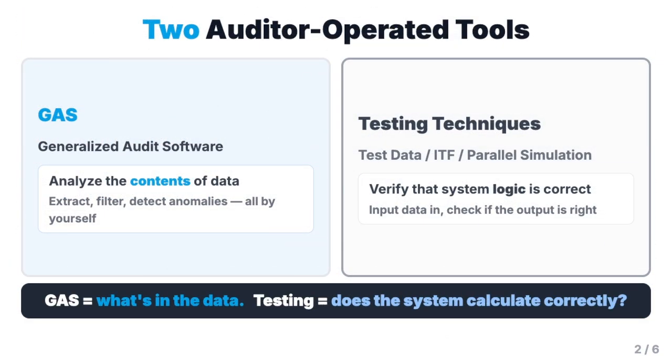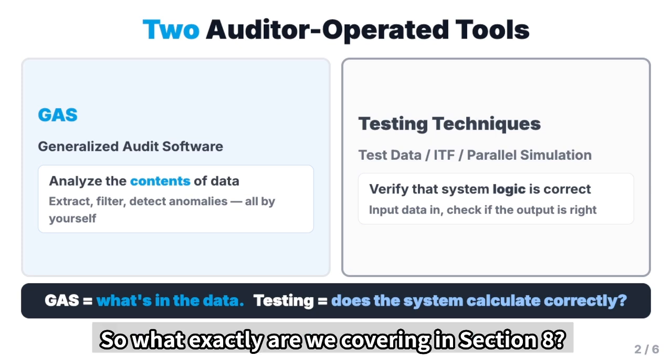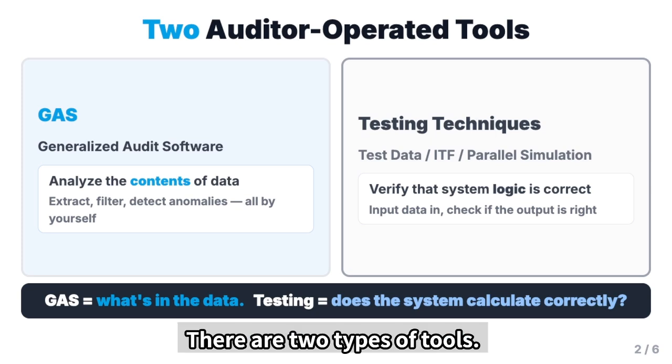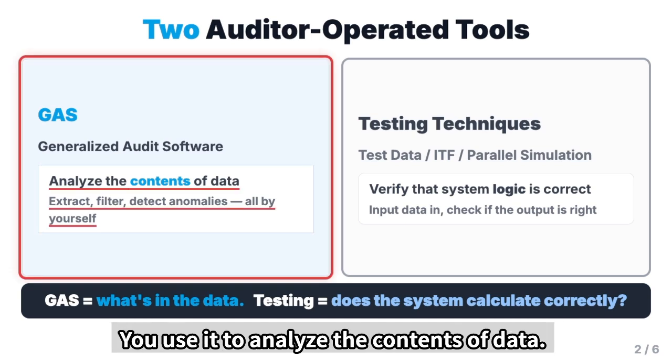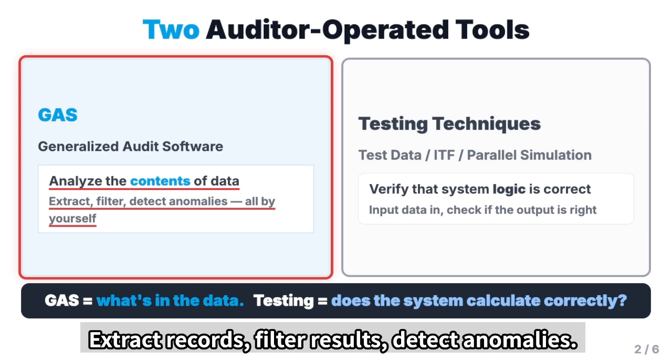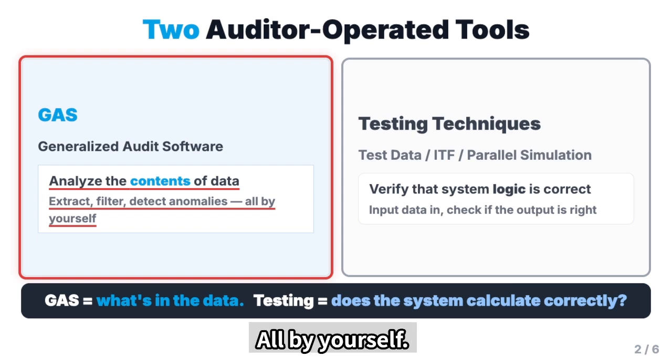Two auditor-operated tools. So, what exactly are we covering in Section 8? There are 2 types of tools. The first is GAS, Generated Audit Software. You use it to analyze the contents of data, extract records, filter results, detect anomalies, all by yourself.